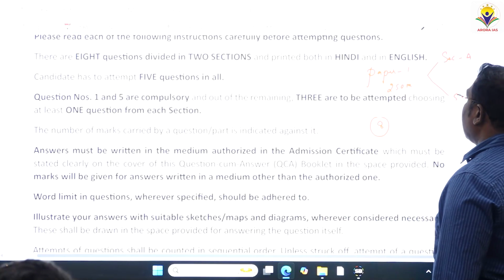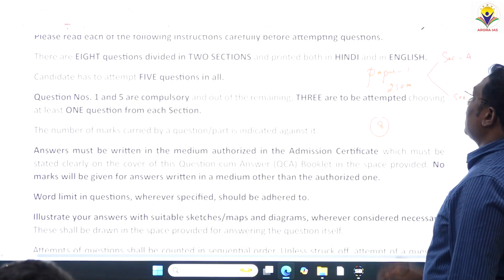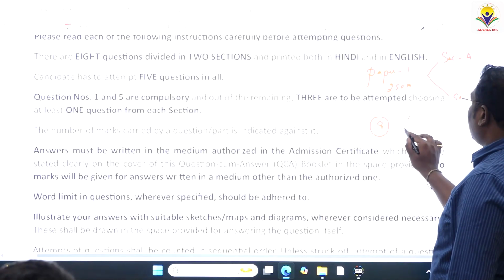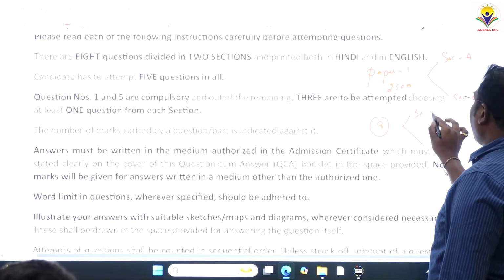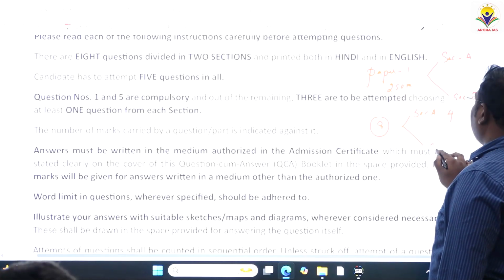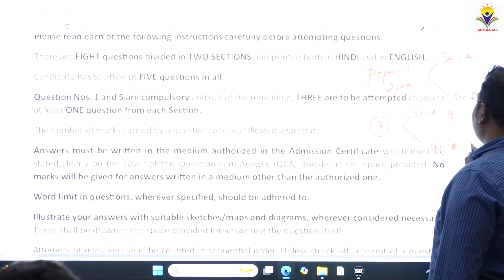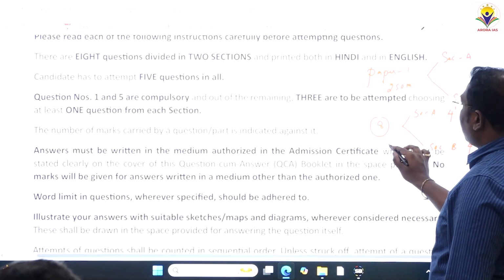I will show that. So totally 8 questions will be given. That was divided into 2 sections. Section A, 4 questions. Section B, 4 questions. And you need to write 5 questions in total.